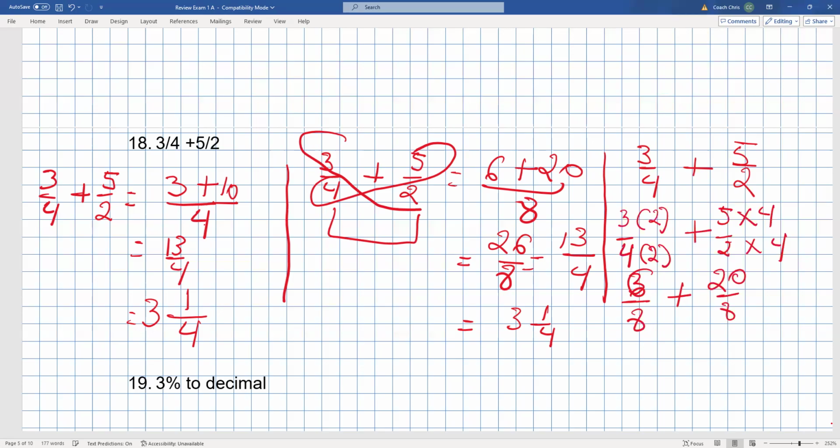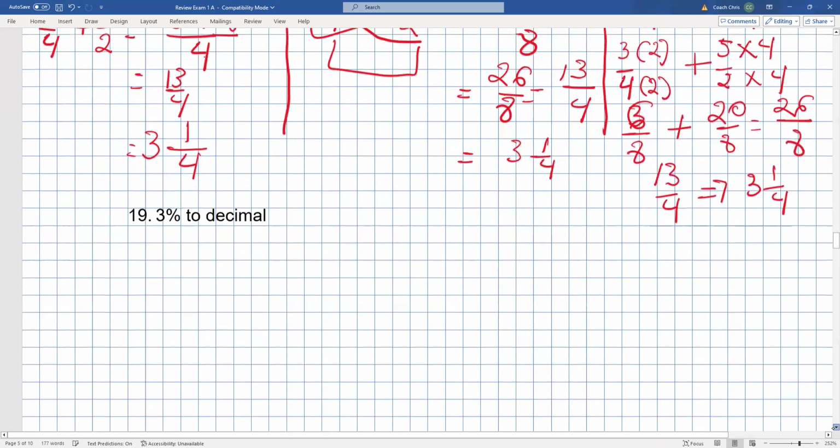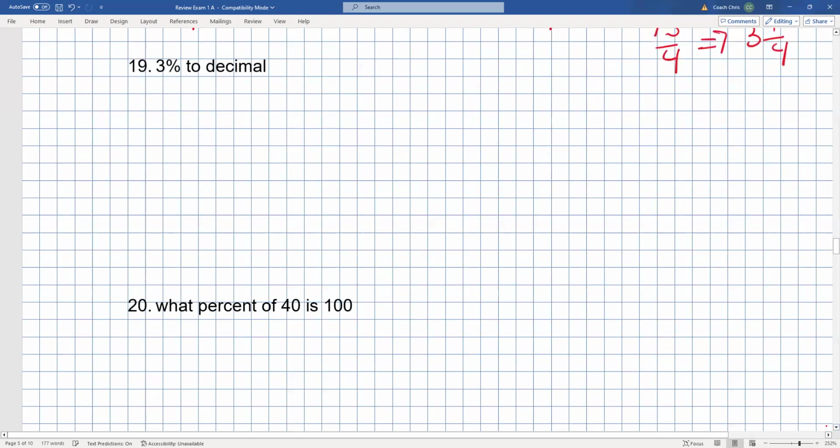Anytime you are adding fractions that have the same denominator, you just add the top. So you're going to have 26 over 8. Once you simplify that, you have 13 over 4. And as a mixed number, you have 3 and 1 over 4. This is how you learn which one is better for you, and this is how you can deal with it.